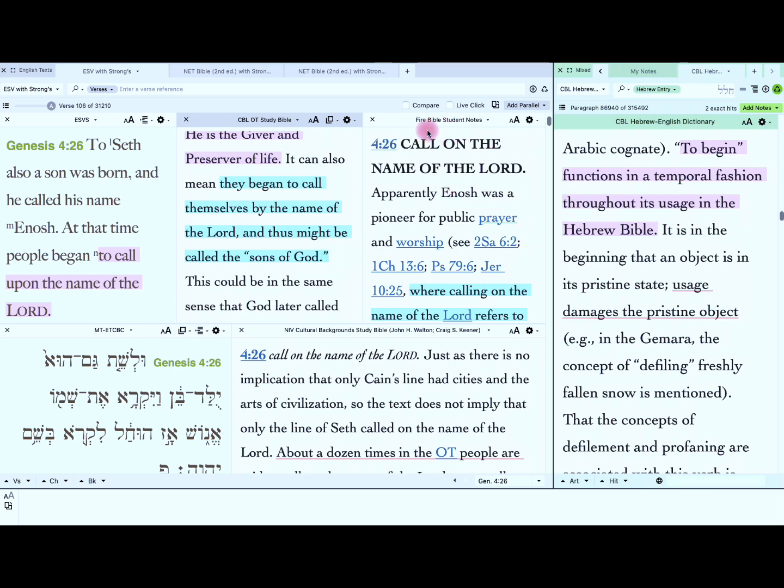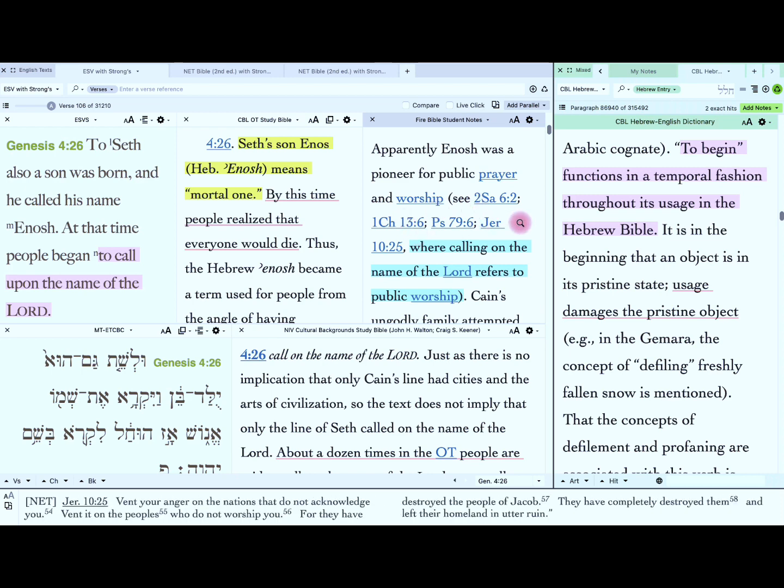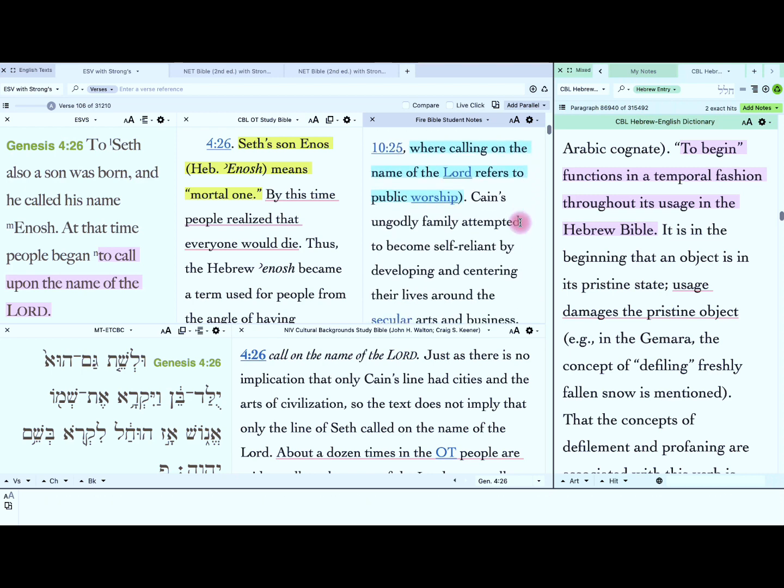Now, let's look at the Fire Bible students' notes. It says, regarding call on the name of the Lord, here: apparently, Enosh was a pioneer for public prayer and worship, and that is true. Here are some texts that you can consult later where calling on the name of the Lord refers to public worship. Okay. And what else can I learn from this NIV Cultural Background Study Bible?